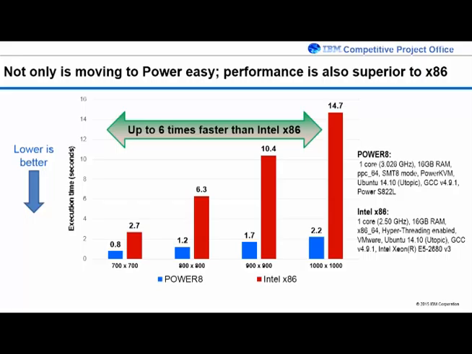As the matrix size increases, meaning that there are more double precision math calculations, the Power 8 performance advantage over Intel also increases. The 1000 by 1000 matrix size resulted in an execution time advantage for Power 8 over 6 times that of Intel. So not only is it very easy to move your C++ applications from Intel to Power 8, they also perform better.